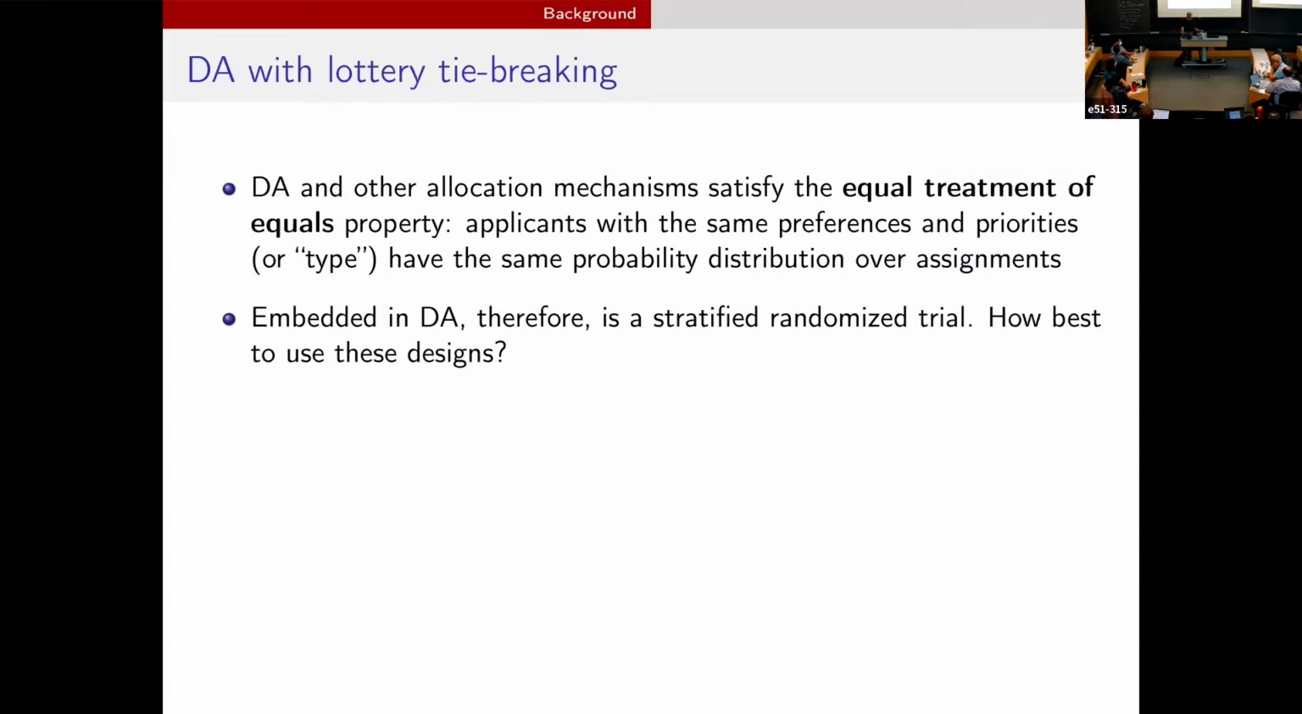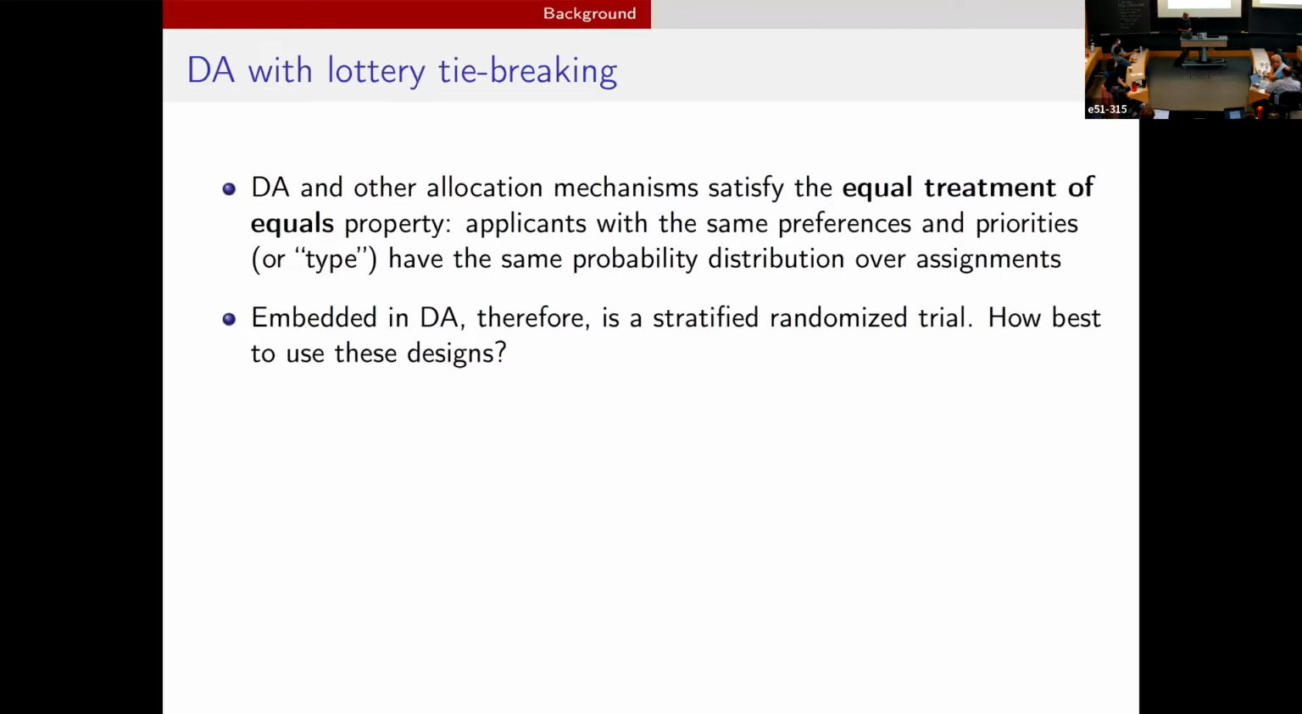So inside of deferred acceptance, when we have lottery-based tie breaking, if I have two applicants who have the same exact preferences and priorities, and we use lotteries to break ties to take those priorities and turn them into a strict ranking, what we have is a randomized trial. Two individuals who've applied to the same exact places with the same exact priorities are going to get the same exact probability distribution over outcomes, that is, over allocations.